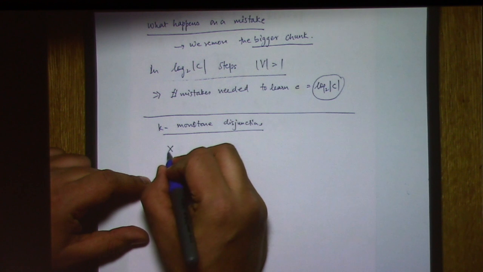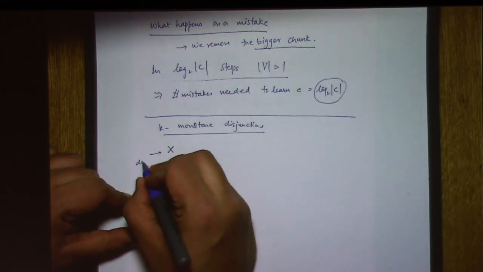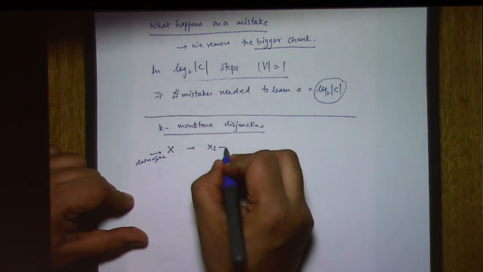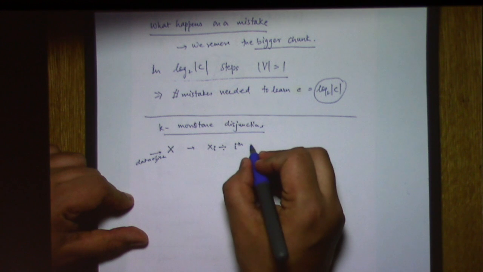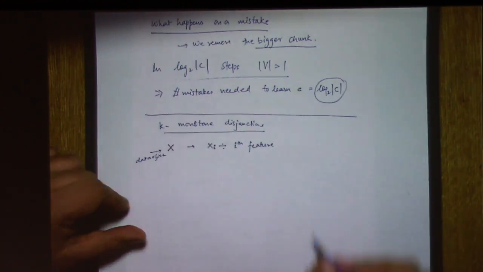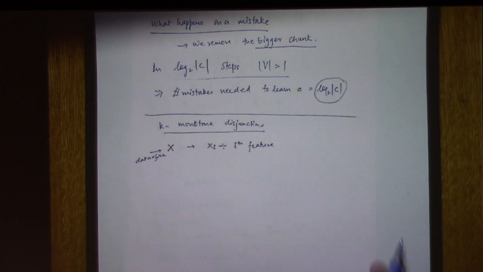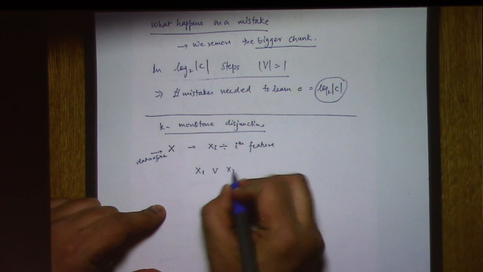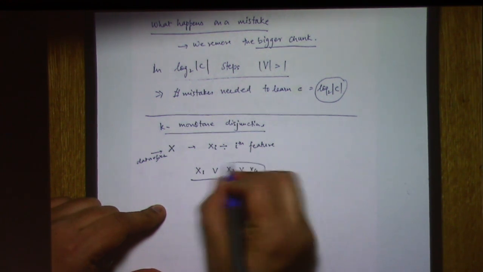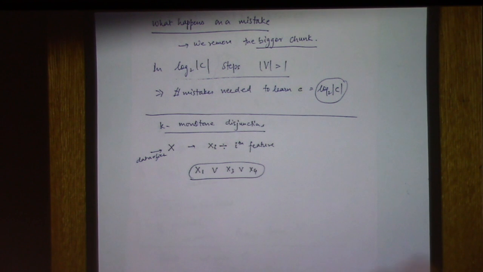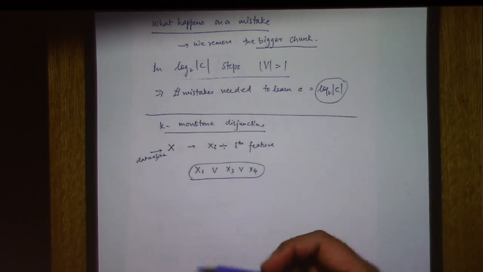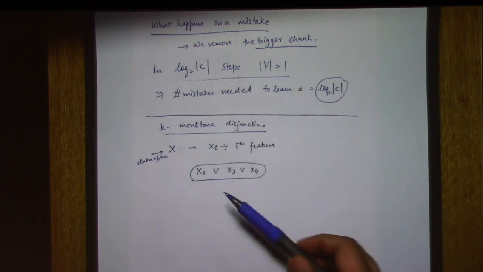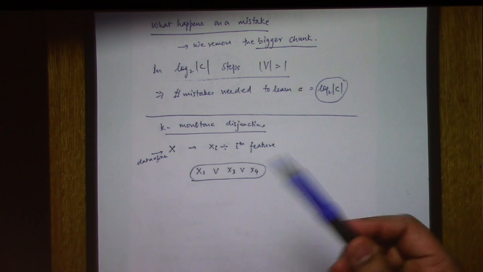Let's say X is our data point, our data object, right? And let's say X of i is the ith feature, and X of i can either be true or false. So a disjunctive concept class can be written like this: x1 or x3 or x4. It means that I'm going to call a tumor malignant if the first feature is true, or the third feature is true, or the fourth feature is true.